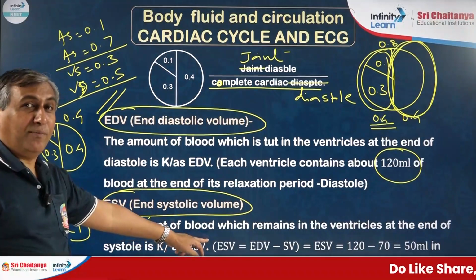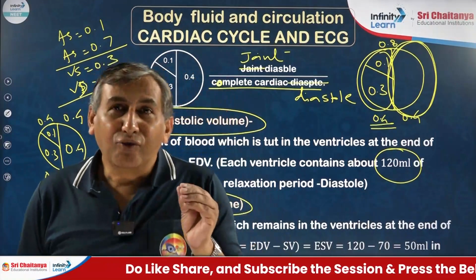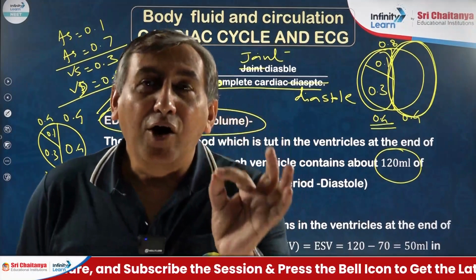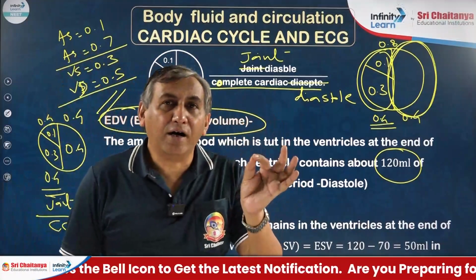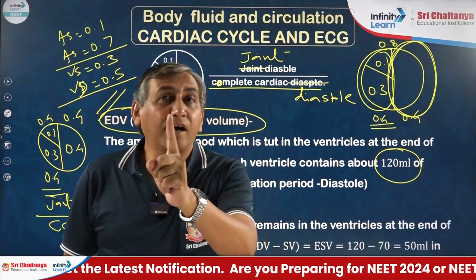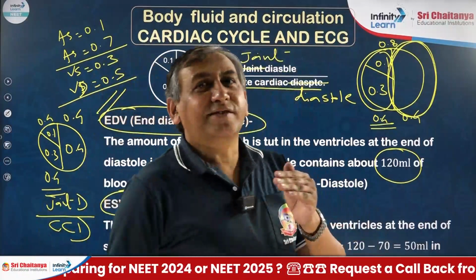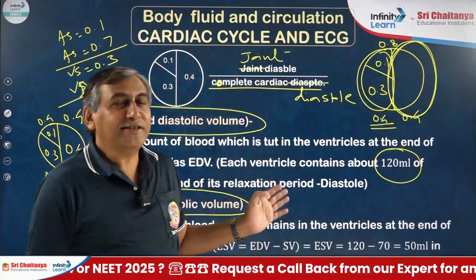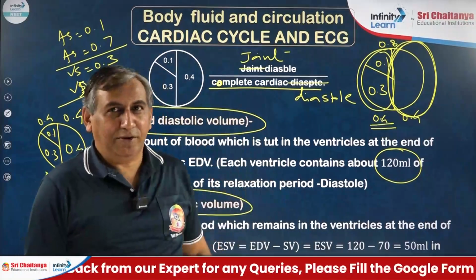So you have to remember one more point, stroke volume. What is stroke volume? The amount of blood which comes out from the heart after one heartbeat. That is known as the stroke volume. I will simplify. What is EDV? What is ESV? And what is SV?